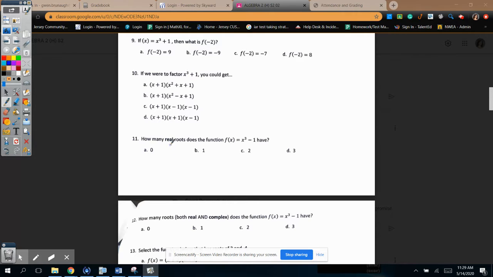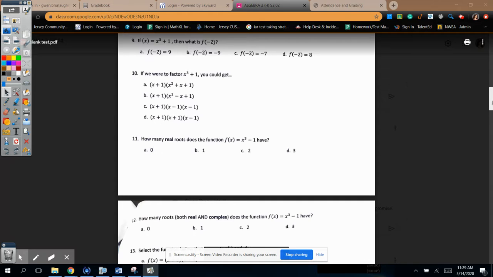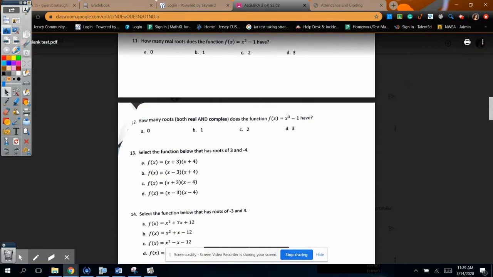How many real roots does this guy have? Real roots means you can see them. So x cubed minus 1 looks like this. If you were to type in your graphing calculator, how many roots can you see? I can only see 1. How many total does it have? Total number of roots is determined by the degree of the function. So that would be 3.